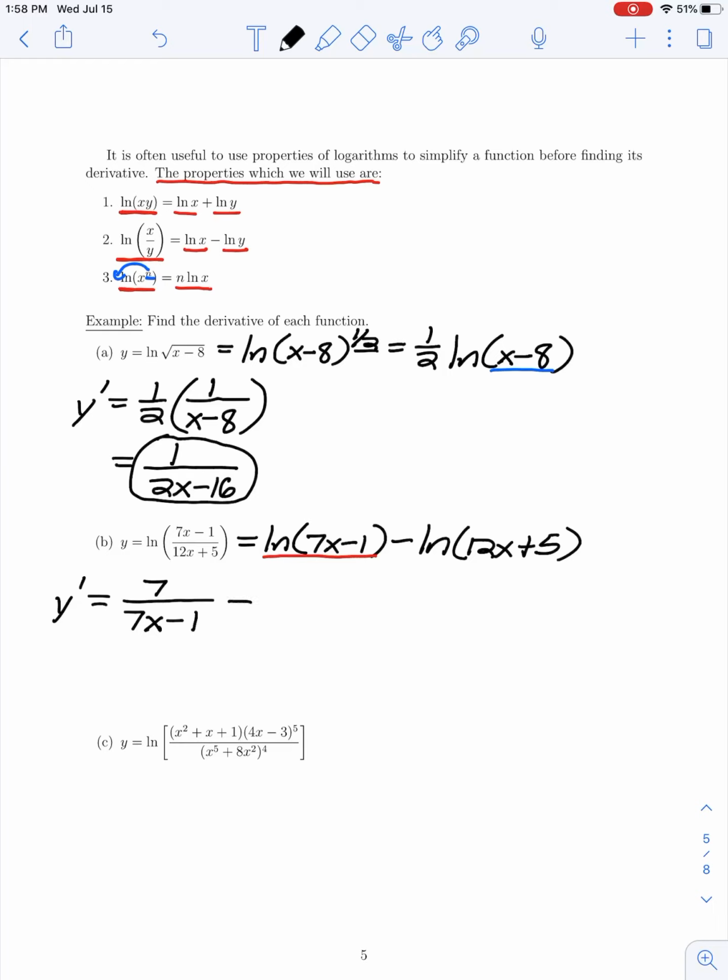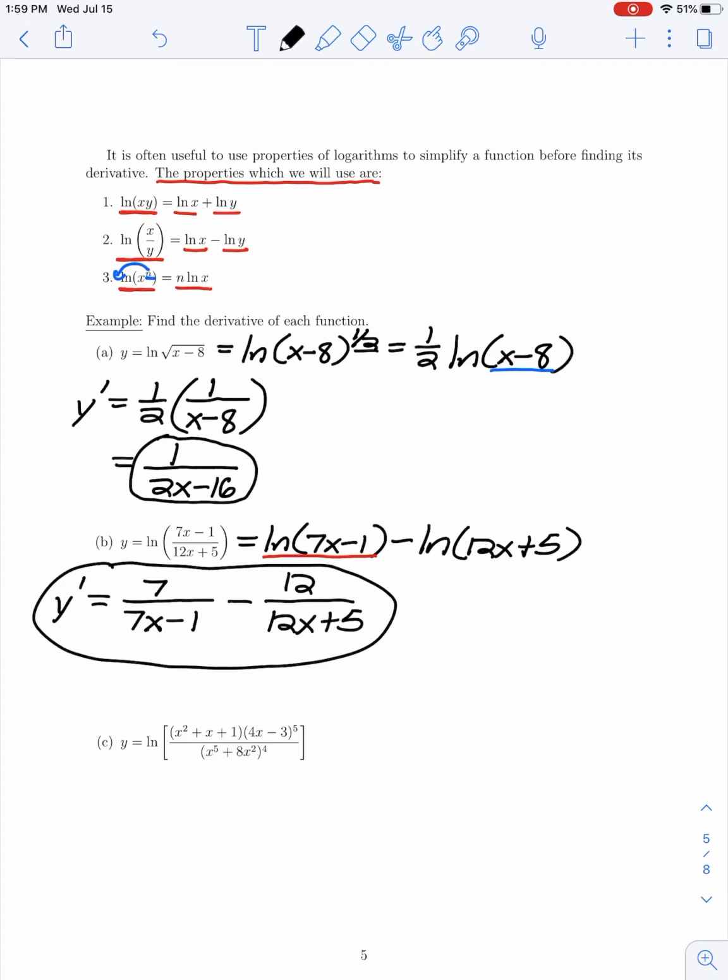Then we're subtracting the derivative of natural log of 12x plus 5. So the derivative of that inner function is 12, and then we divide by the function itself, 12x plus 5. So this is much easier than trying to make use of the chain rule and the quotient rule together. So let's look at another one.